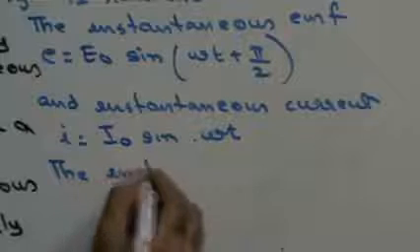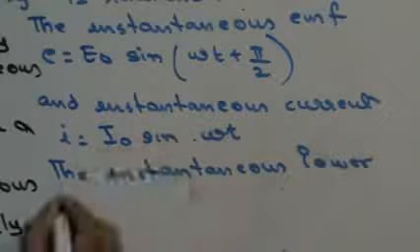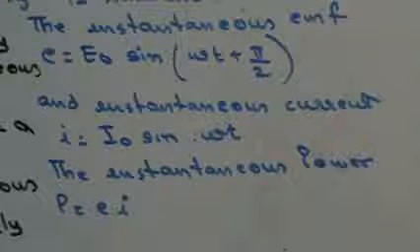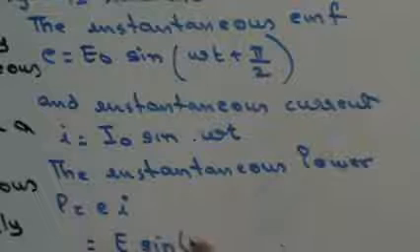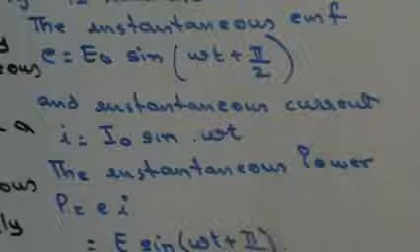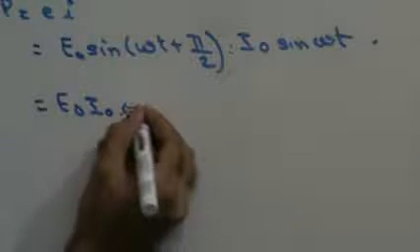The instantaneous power is defined as the product of EMF and current. So this is going to be nothing but E0 sine omega t plus pi by 2 into I0 sine omega t, right? This is going to be nothing but E0 I0 sine pi by 2 plus theta. Sine pi by 2 plus theta is equal to cos theta. So this is going to be cos omega t into sine omega t, right? So that is going to be the instantaneous power in the circuit.